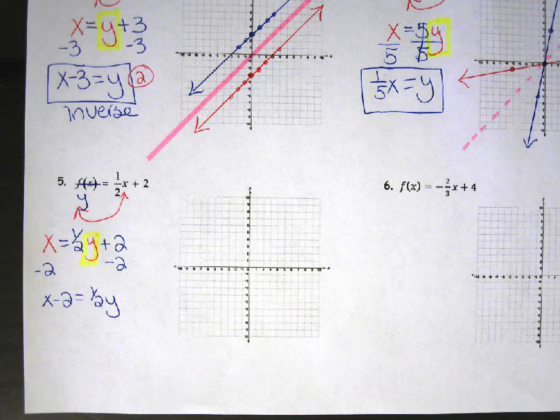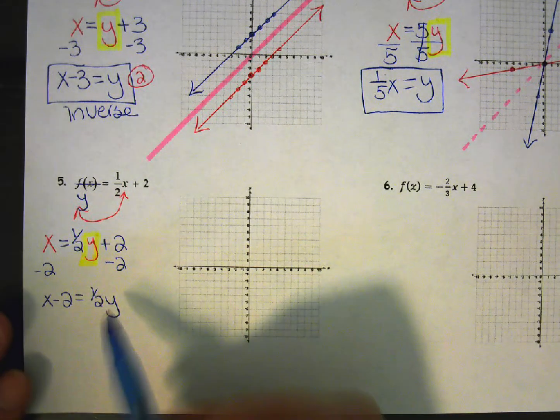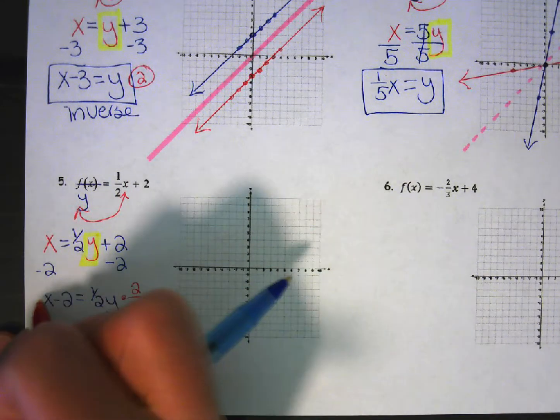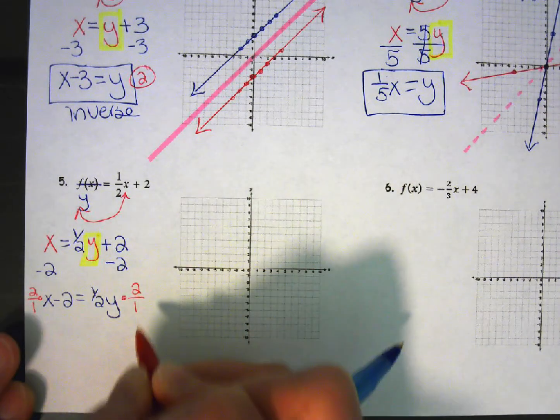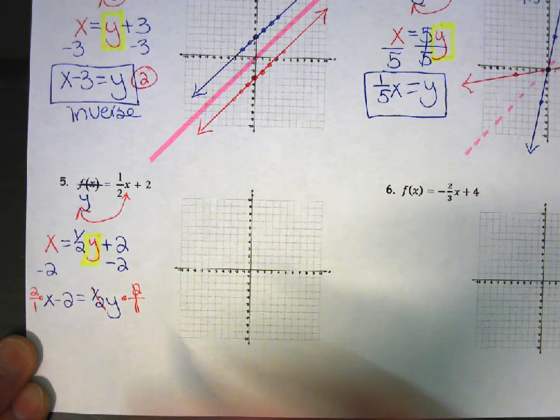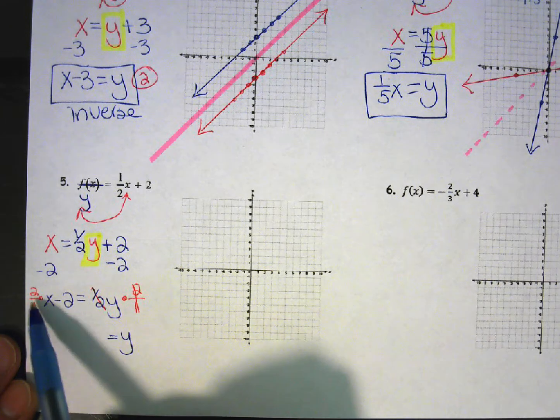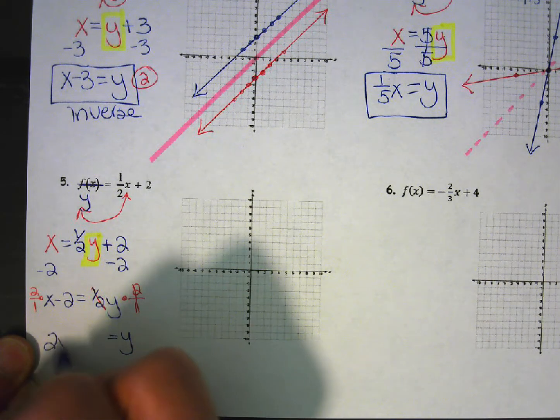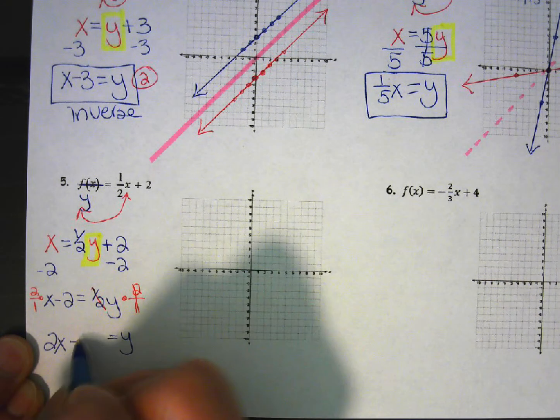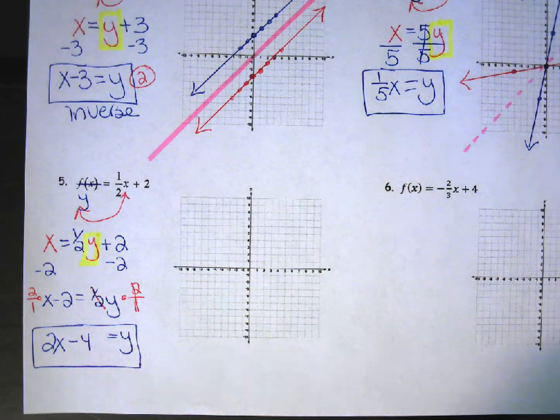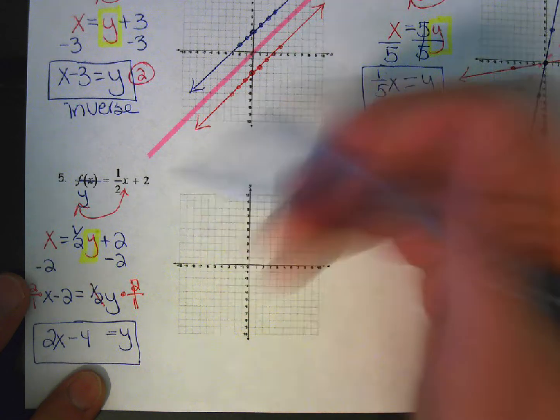So instead of dividing by a half, we're going to want to use the reciprocal. So we're going to want to multiply by 2 over 1. That way this half cancels. And so we have our y alone, and then we just need to make sure we multiply. So 2 times x, 2 times negative 2. And there's my inverse.